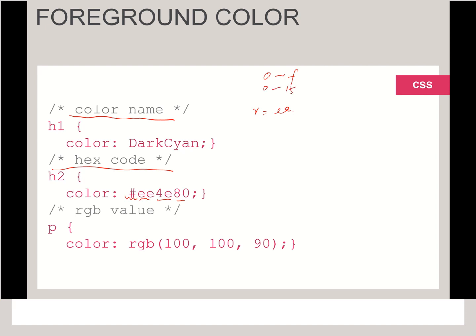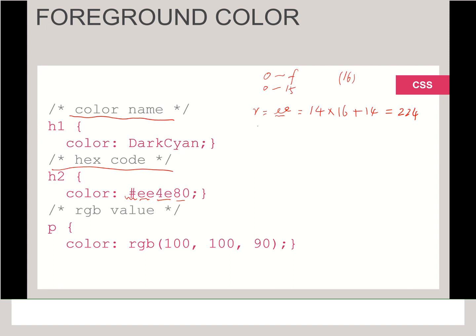Okay, EE. So A, B, C, D, E, F, E is 14, right? F is 15. That's called hex, from 0 to 15. In total, we have 16 numbers. Okay, and then multiply by 16, right? And then plus 14. So this one you can calculate. The result is 224.